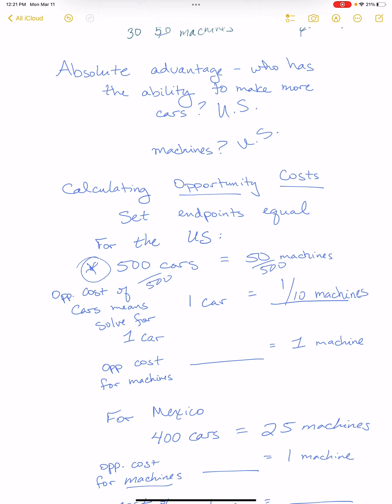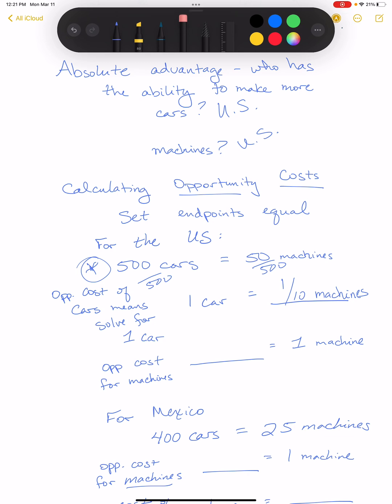If the question had asked for the opportunity cost of machines, then you would essentially flip that around. You're going to still use your 500 cars equals 50 machines, but this time you're going to solve for one machine. So we would divide both sides of the equation by 50 in order to get down to one machine, and 500 divided by 50 equals 10 cars. So the opportunity cost in the United States for one machine is 10 cars.